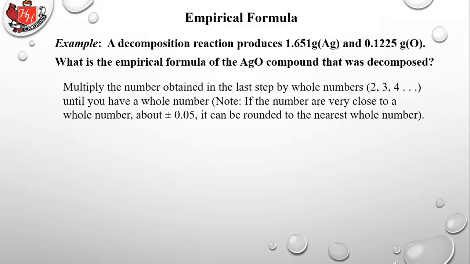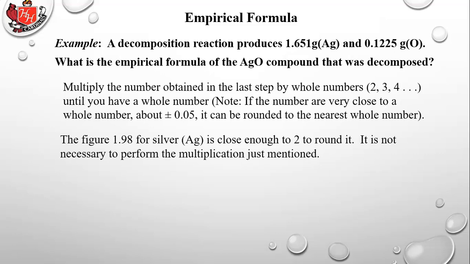So multiply the number obtained in the last step by whole numbers, 2, 3, 4, until you have a whole number. Note, if the numbers are very close to a whole number, about plus or minus 0.05, it can be rounded to the nearest whole number. So the figure 1.98 for silver is close enough to 2 to round it. It is not necessary to perform the multiplication here. In other words, we already had whole numbers. We had 2 for silver and 1 for oxygen, so we don't have to do this step. In the next example, you'll need to do this step.